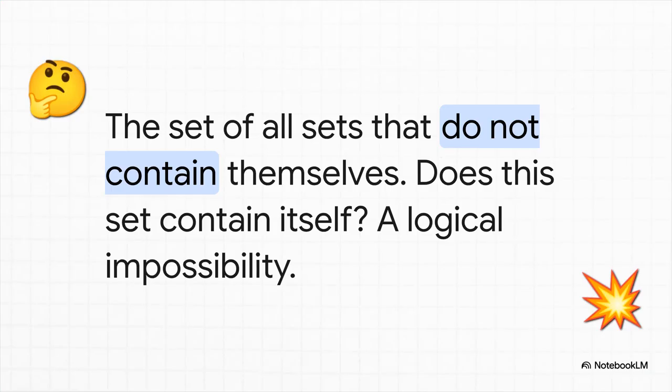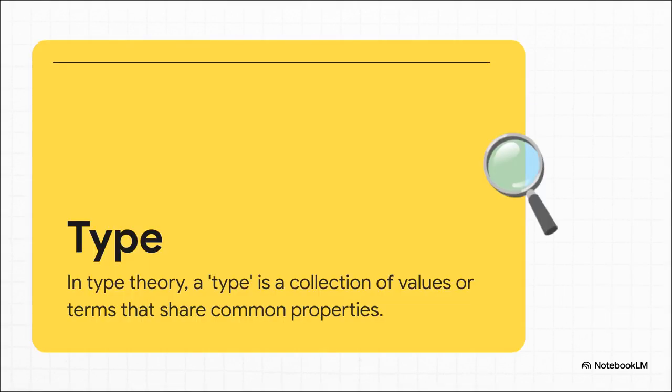This brings us to a super famous brain twister known as Russell's paradox. Just think about this for a second. Imagine you have a set, and its definition is the set of all sets that do not contain themselves. Okay, now for the killer question. Does this set contain itself? Well, if it does, it violates its own rule. But if it doesn't, then by definition, it should be in the set. See? It's a contradiction either way you look at it. It's a logical impossibility.